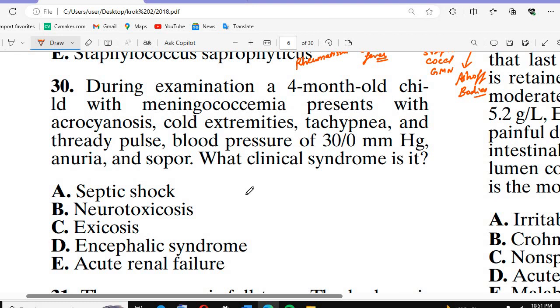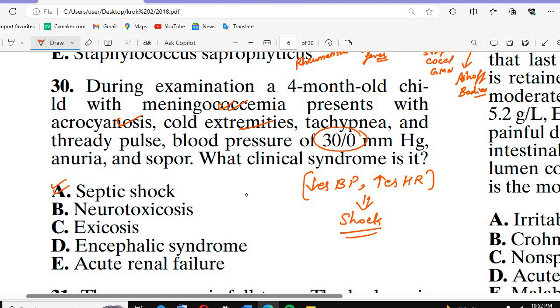After that, during examination, a 4-month-old child with meningococcemia presents with acrocyanosis, cold extremities, tachypnea and thready pulse. Blood pressure of 30/0. So we have seen that there is a decrease in blood pressure and an increase in what? Heart rate. There is tachypnea, tachycardia, all this we discussed. That is the case of shock. Now we have meningococcemia here. So which kind of shock will we see in this condition? That is septic shock.